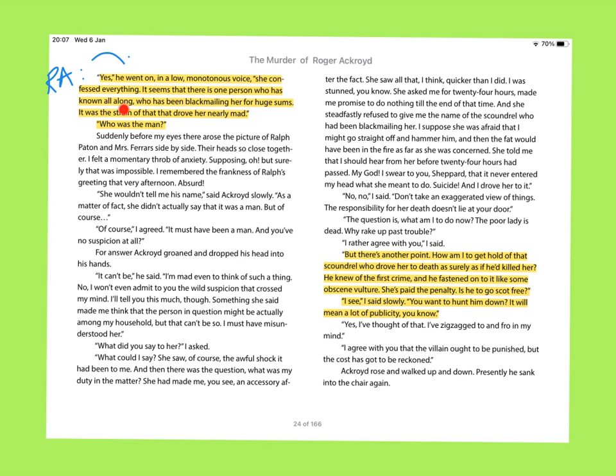Ferrars poisoning her husband all along, who has, James Shepherd, been blackmailing her for huge sums. It was the strain of that drove her nearly mad. Who was the man? So obviously he's not going to admit to it, but there he is, trying to, again, sort of deter and send suspicions elsewhere. Look at Shepherd's efforts here, or look at how Christie has Shepherd. Always a good way of wording these things. Shepherd trying to deter and convince Ackroyd away from pursuing who the identity of this blackmailer is.